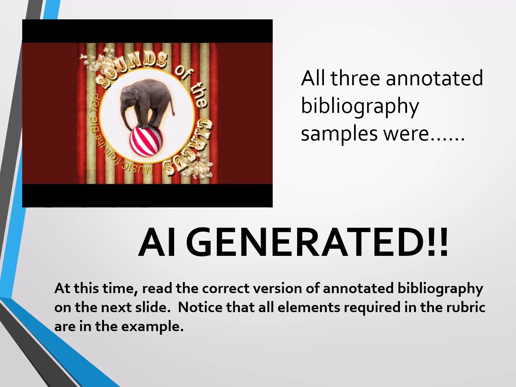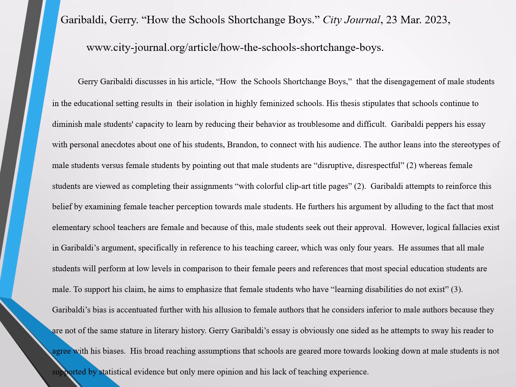So on the next slide, I have a correct version of an annotated bibliography that I wrote. And I want you to look at this sample and notice that all the elements required in the rubric are in the example. So let's take a look at that. Okay, you can see I've got the correct citation up there. Everything is double spaced as it's supposed to be in MLA format. And you'll notice that the very first sentence, I introduced the article and I gave you a very short summary of what it is about. All of that's in the first sentence. I list the author, the article, and a very short summary.